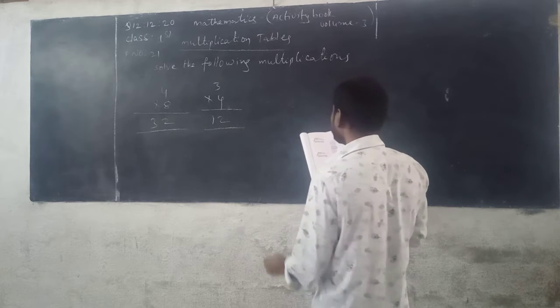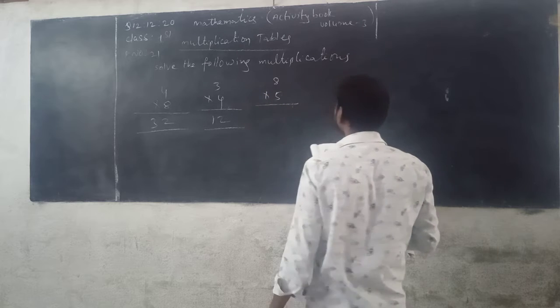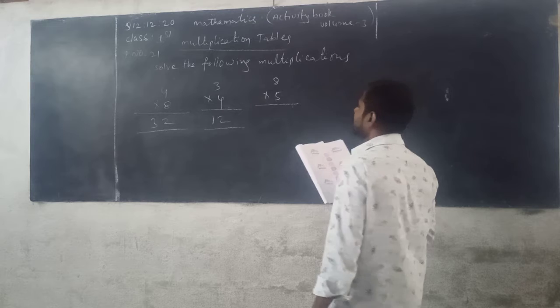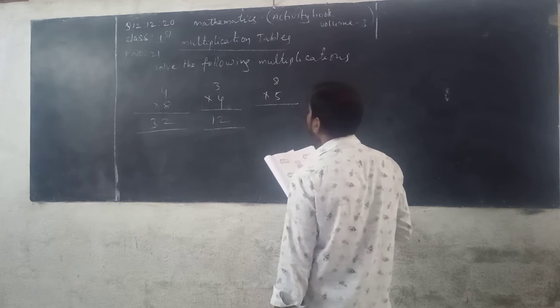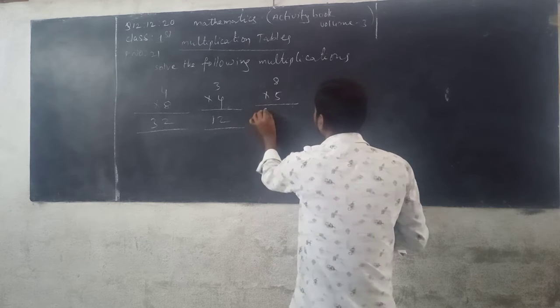Now next, 8 into 5. So 8 is multiplied with 5. Then you can read the 5 table. 5 ones are 5, 5 twos are 10, 5 threes are 15, 5 fours are 20, 5 fives are 25, 5 sixes are 30, 5 sevens are 35, 5 eights are 40.